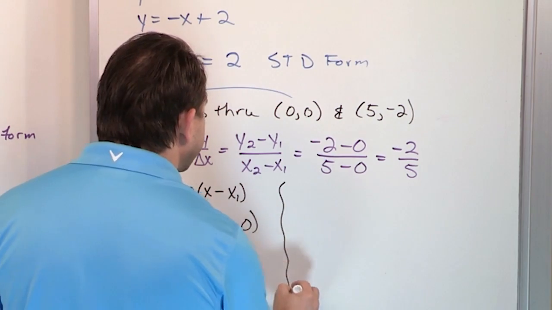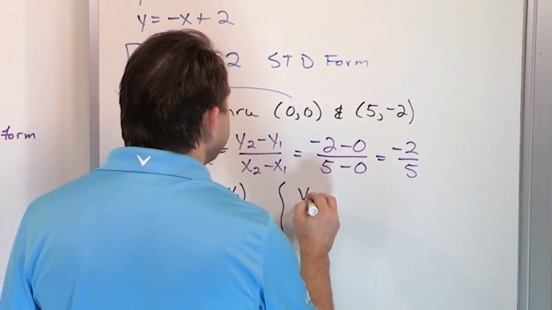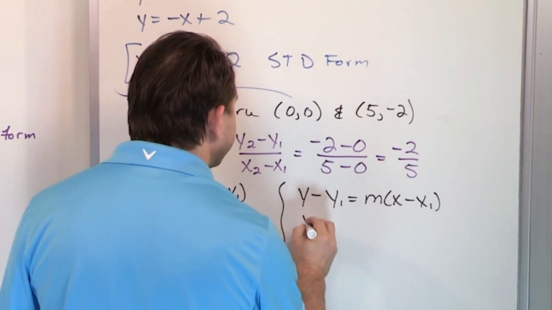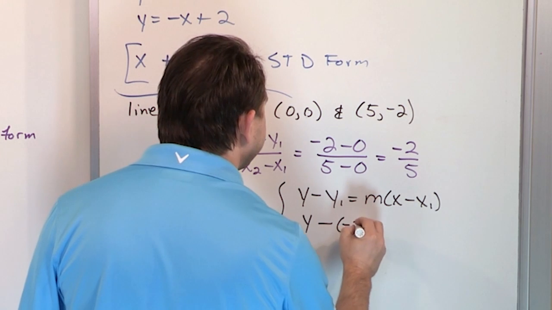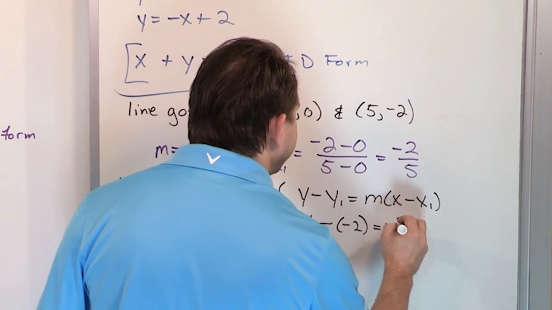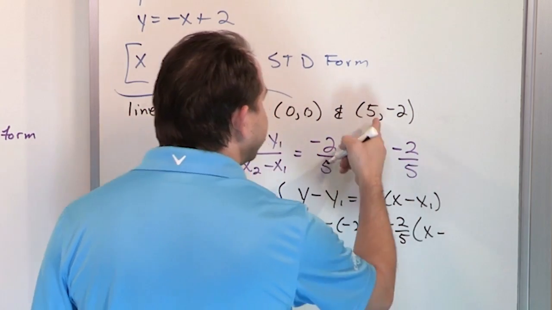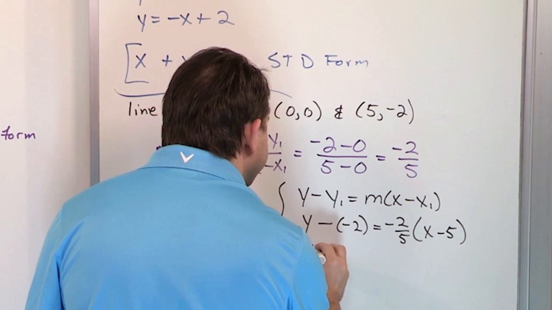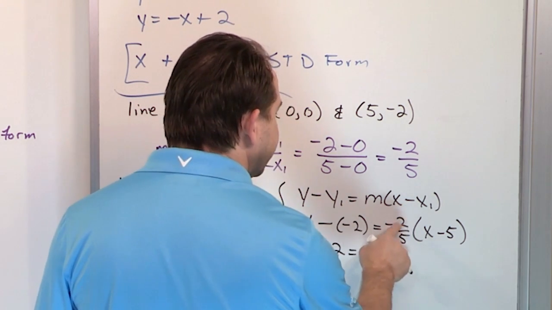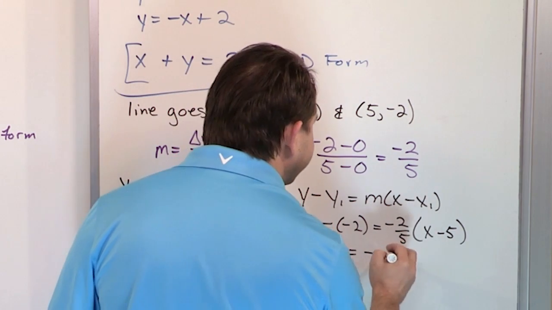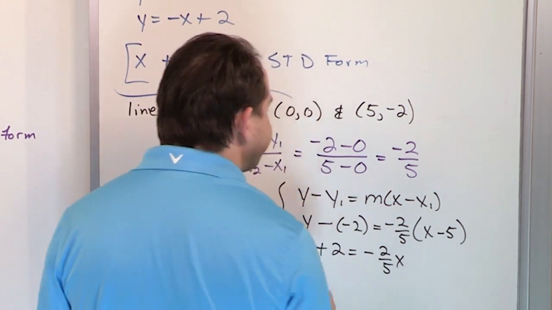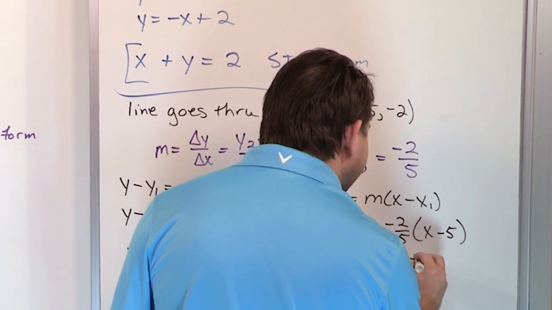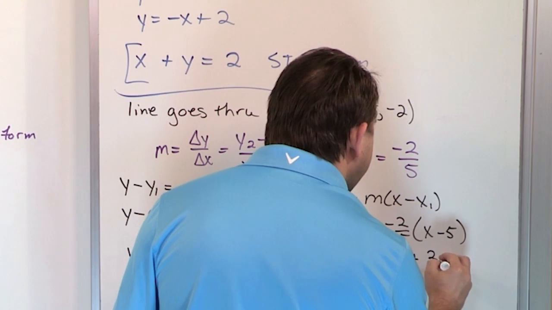Now let's go over here and do it using this point. We'll do the same thing. y minus y1 equals m times x minus x1, where I'm going to use this point. So it would be y minus negative 2 equals the slope, negative 2/5, times x minus 5, right? Now what I'm going to have here is y plus 2 equals negative 2/5 x, since I have to multiply in. And then over here, I'm going to multiply this in. Negative 2/5 times negative 5 is going to give me a positive 2/5 times 5.